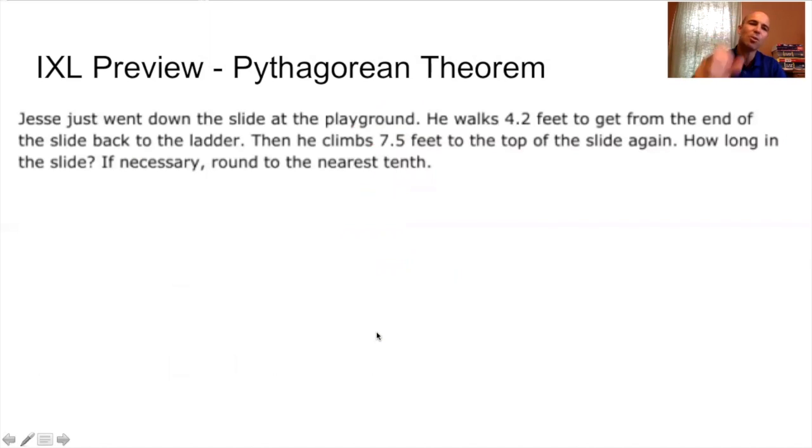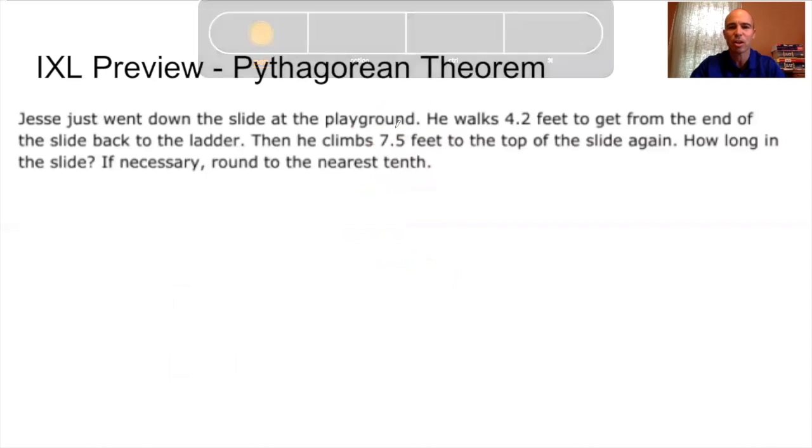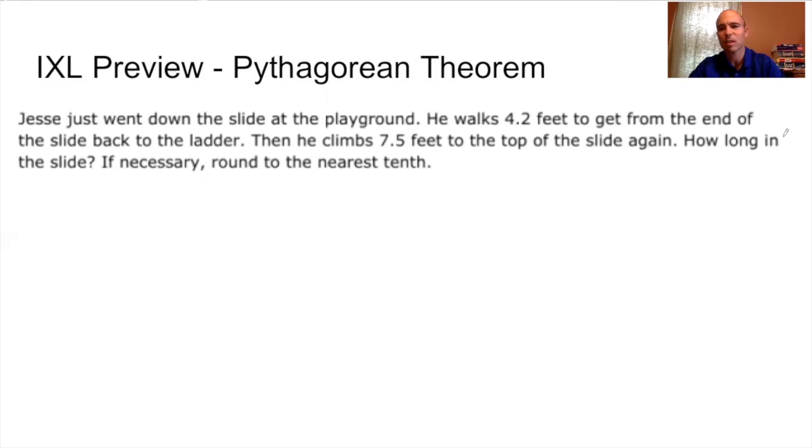All right, also in IXL, you will be given word problems, right? My suggestion when you have a word problem like this is draw the picture. He walks 4.2 feet from the edge of the slide back to the ladder, and then he climbs 7.5 feet to the top of the slide again. How long is the slide? If necessary, round to the nearest tenth. It should be "how long is the slide?" How about that? A typo in IXL.